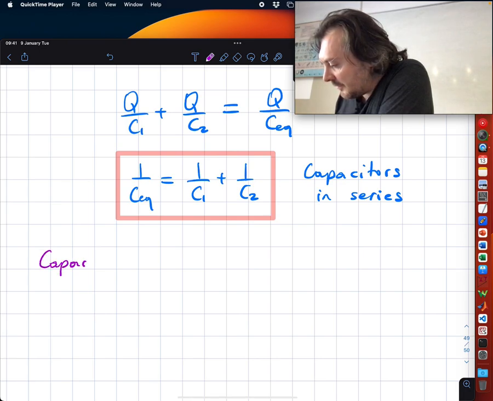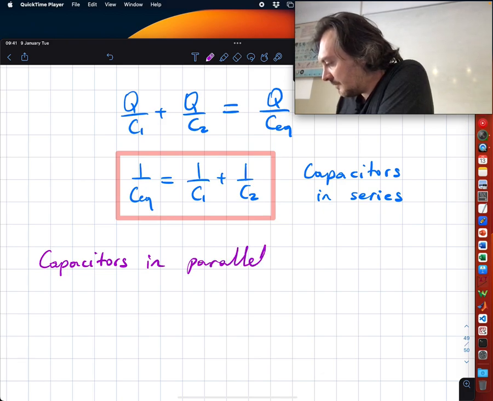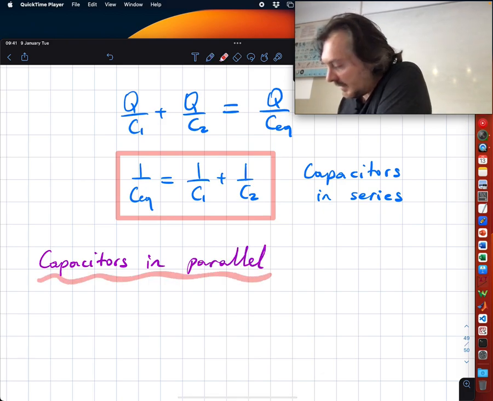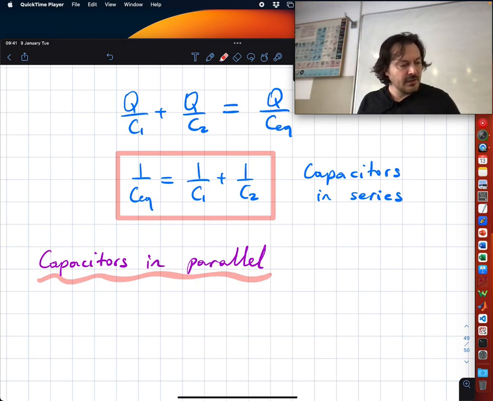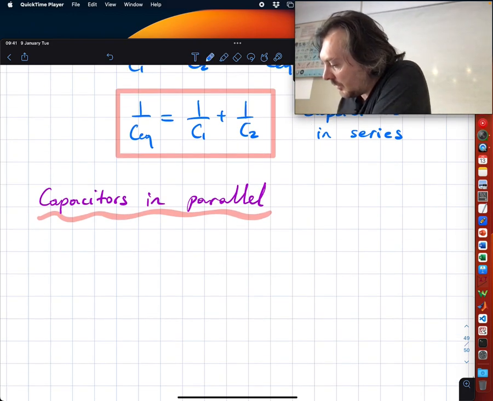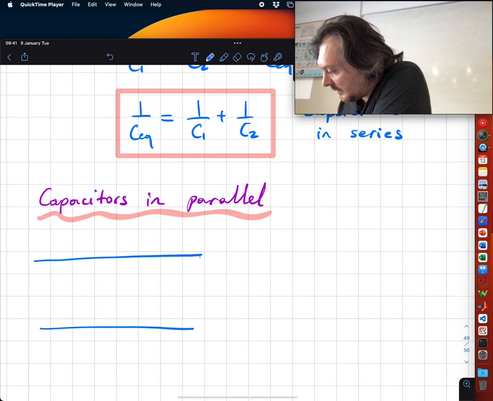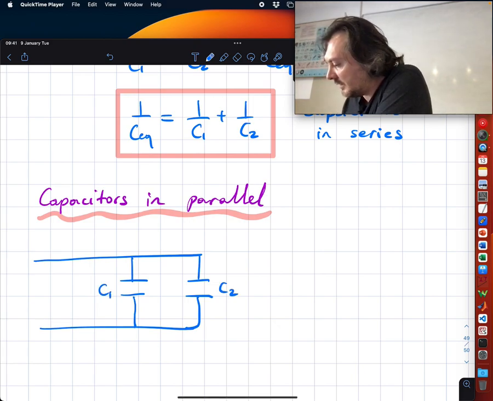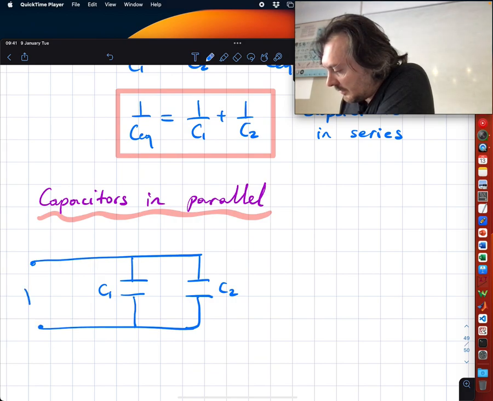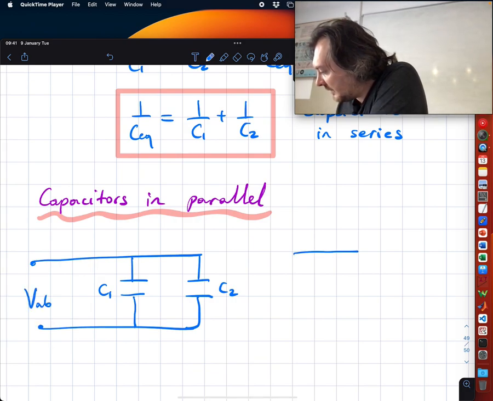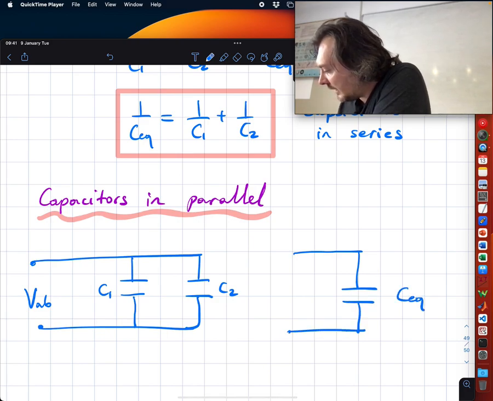Very good. Capacitors in parallel. Let me tell you what happens here. In this case, we are making an analogy in the following way. We have capacitors sitting like this, another one sitting like this. They are in parallel. C1 here, C2 here. There is VAB, and we are trying to mimic it with a single capacitor which has C equivalent, A and B.